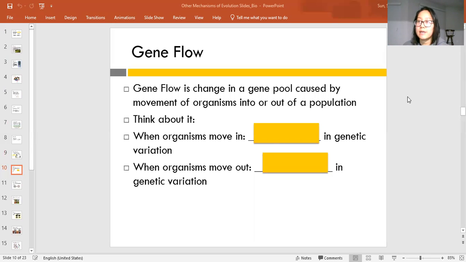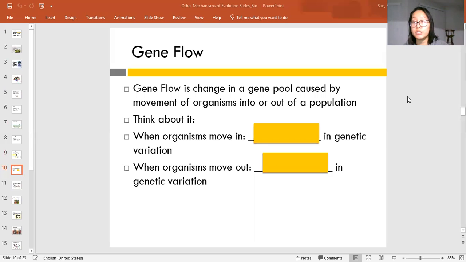Flow generally means movement, right? Flow like a river, there's a flowing movement of something moving from one place to the other. So in a river, obviously, it's water moving from a higher to a lower location. So gene flow is change in a gene pool caused by movement of organisms into or out of a population.